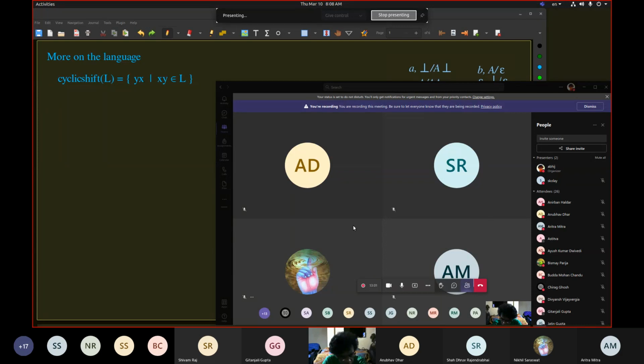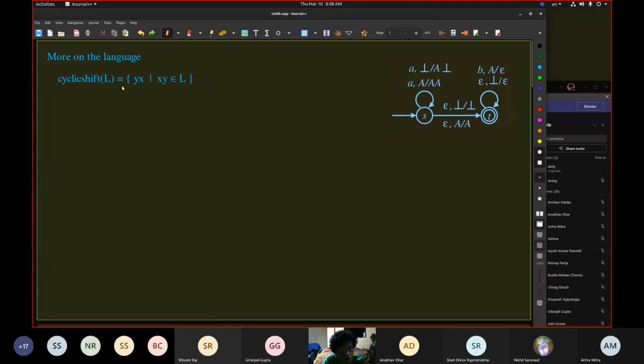Okay, so let us start. In the last class, I gave you a construction for the language cyclic shift of L when L is a context-free language. So it has a PDA. All strings accepted by L give some amount of cyclic shift. All strings that you form that way will be called the cyclic shift of L. And I claimed that if L is a CFL, cyclic shift of L is a CFL.